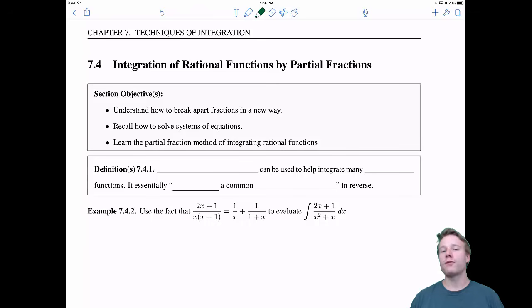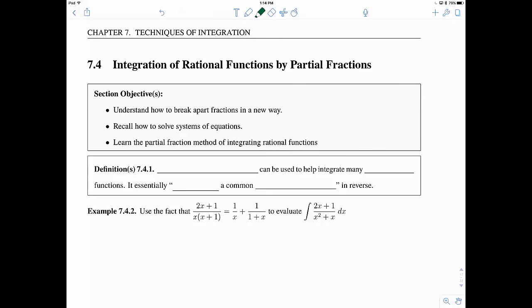Welcome everyone to 7.4, Integration of Rational Functions by Partial Fractions. This is a great section, and it actually relies on both algebra and calculus. The algebra portion is going to be breaking up these fractions in a new way, and then we're going to have to solve systems of equations. That's the algebra aspect, and once we have that, we can apply the calculus to actually evaluate some integrals. So let's get to it with a definition.